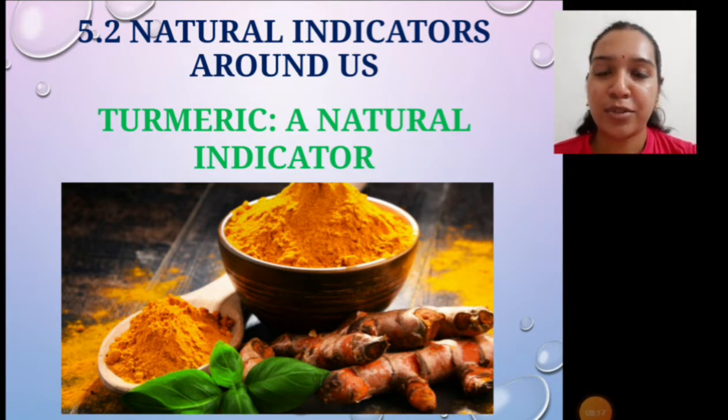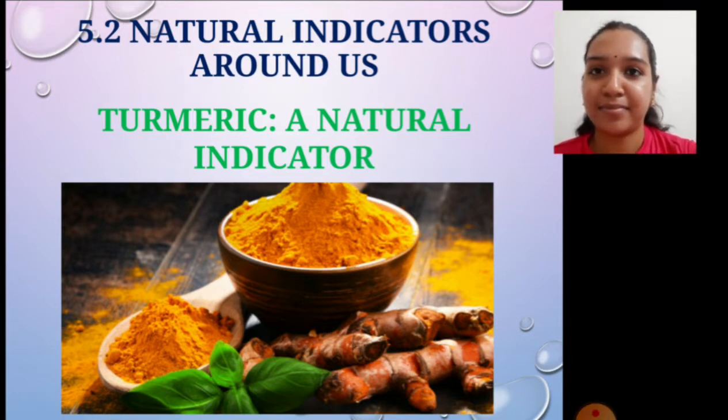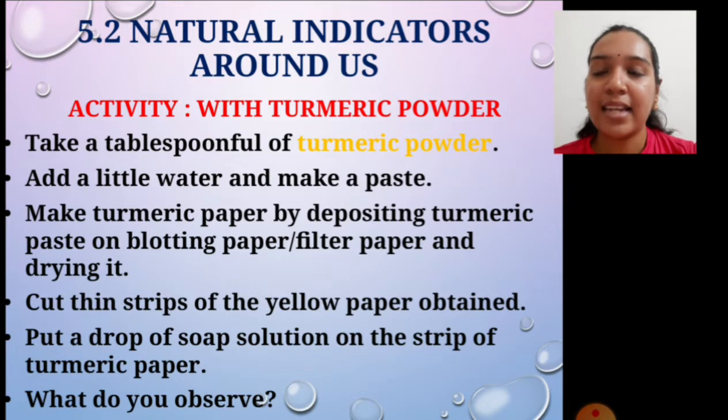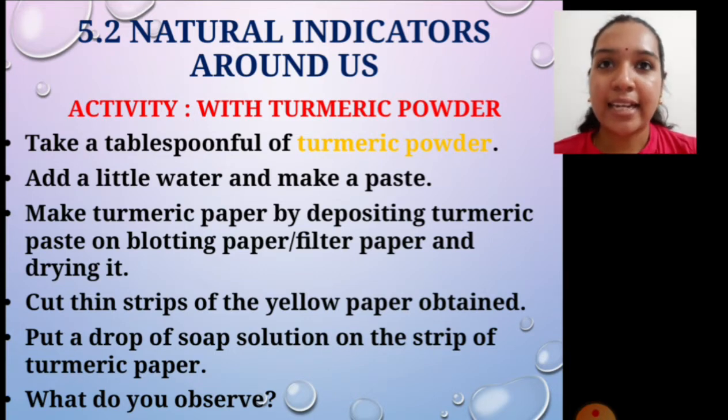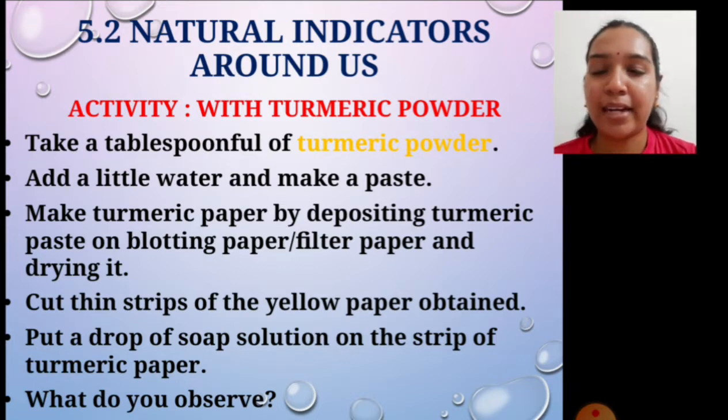Next, we are going to see how turmeric is used as a natural indicator. Let's do an activity. Let's see how an activity is done using turmeric powder as an indicator. Firstly, you'll take a tablespoon of turmeric and you will make a paste of it with water.